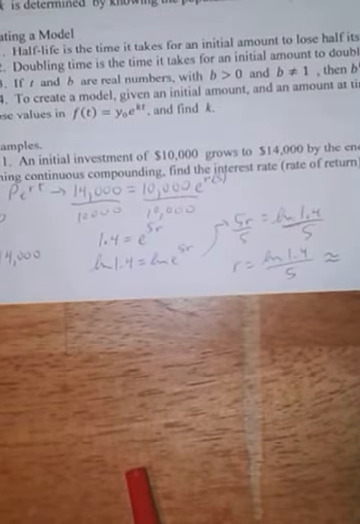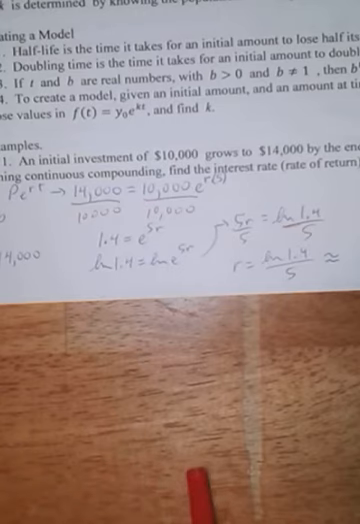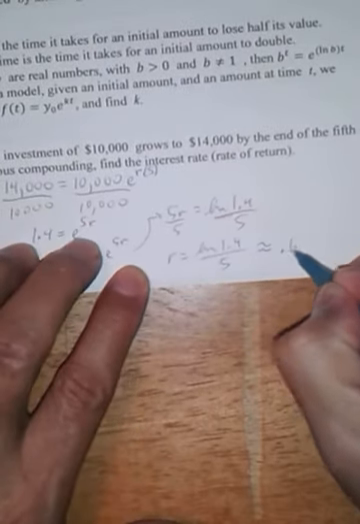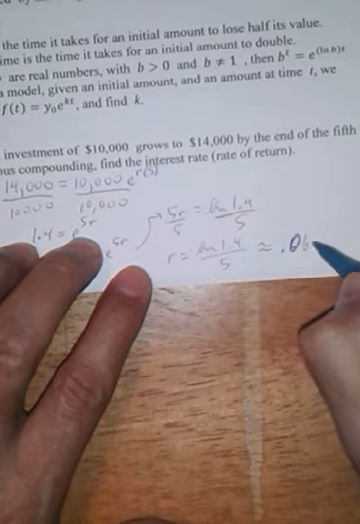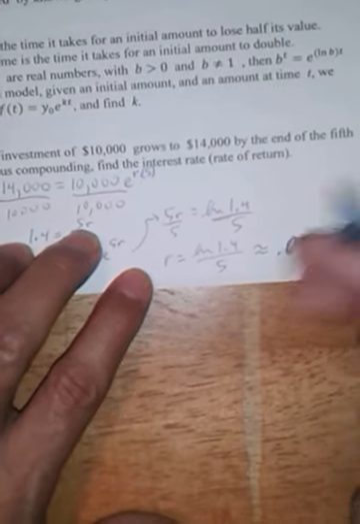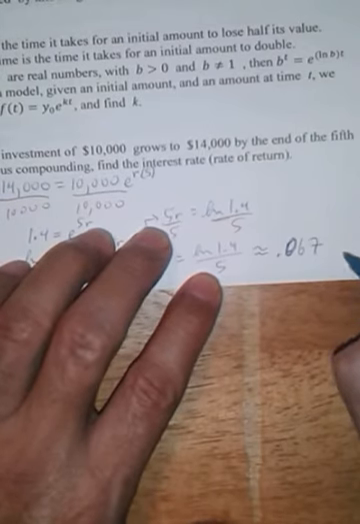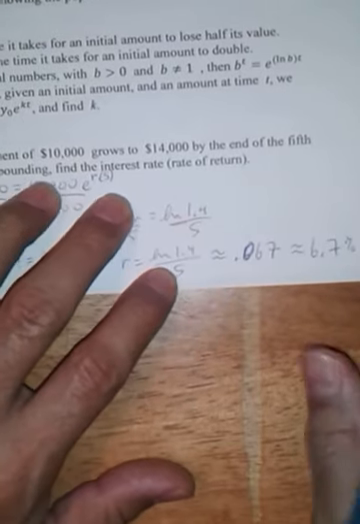And that will be approximately, let's see, natural log of 1.4 divided by 5, 0.0673. I'm going to say 0.067. And usually we'll know where to round. So 0.067, which means 6.7%. Okay, so approximately 6.7%.